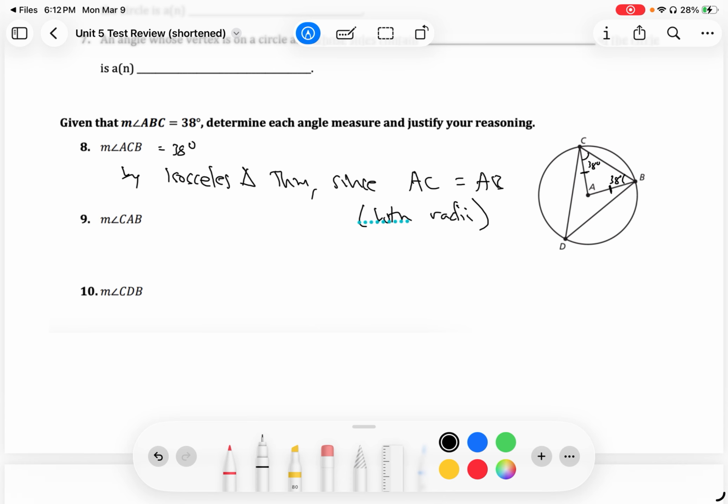Okay, the measure of CAB, well, I could just find that by using the triangle sum theorem. 180 degrees minus 38 degrees minus 38 degrees. So I think that's 180 minus 76. So that's going to be 104 degrees. That is the triangle sum theorem.